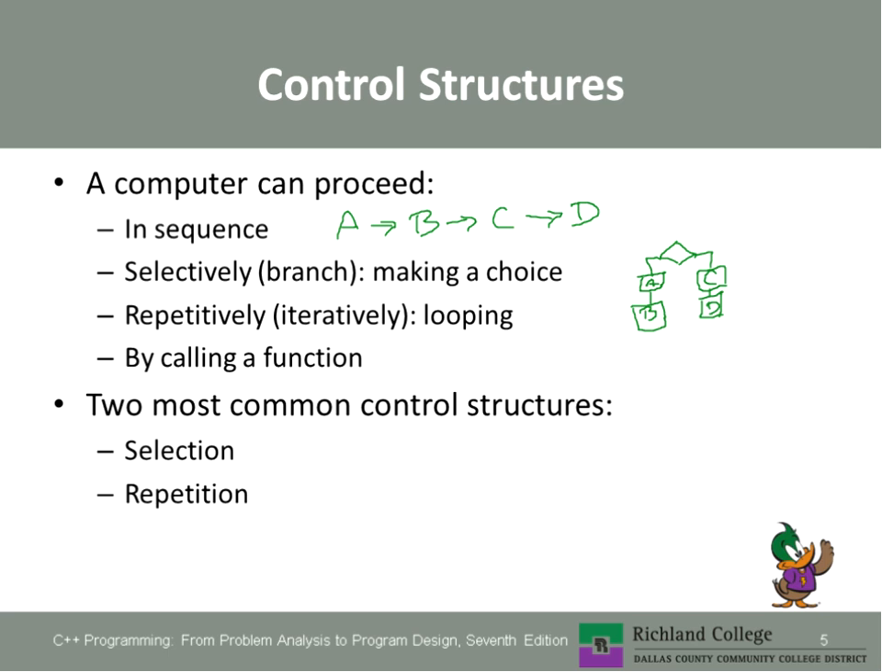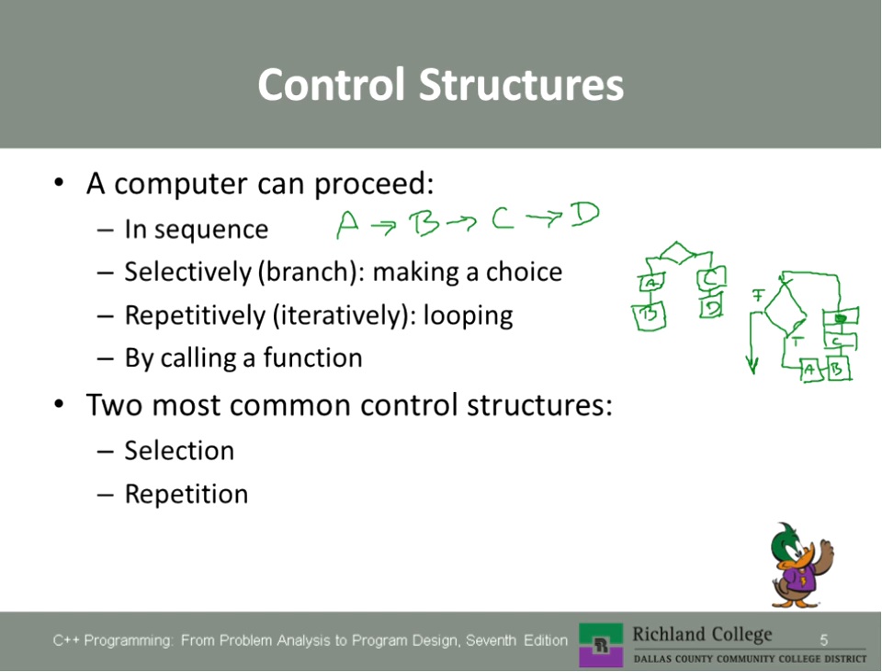Now then we have repetition. If we have repetition, we're still going to have to make the same Boolean decision. But then we might say A, B, C, oops, that's D, and we go back to the loop. All that's going to happen while the loop is true, and then when the Boolean logic resolves to false, we exit out of that.